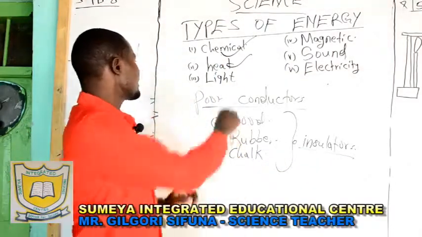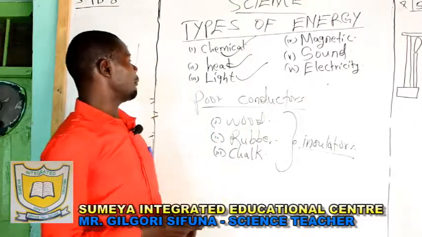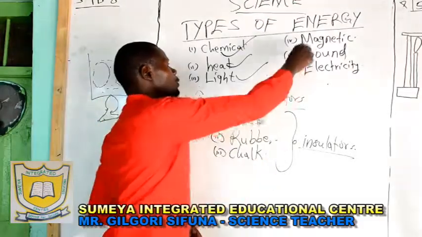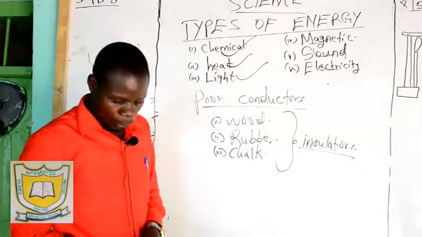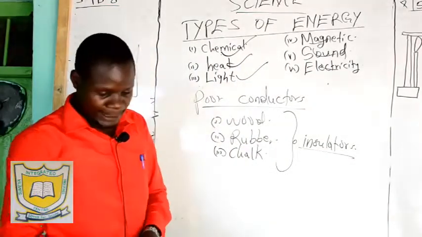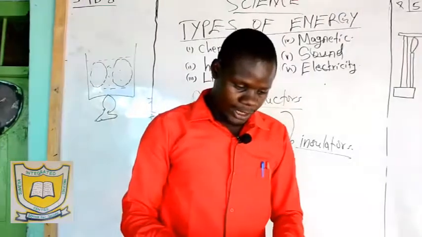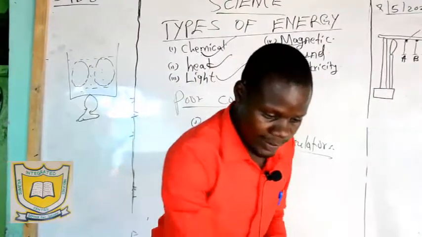Now, that is heat. Next, we have to discuss light as we continue discussing all the 6 types of energy. Now, I call the end of our lesson today. Thank you very much.